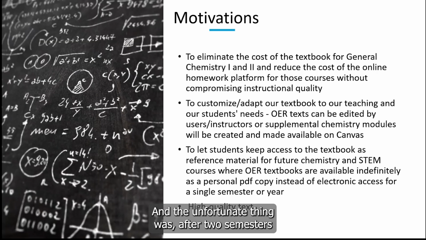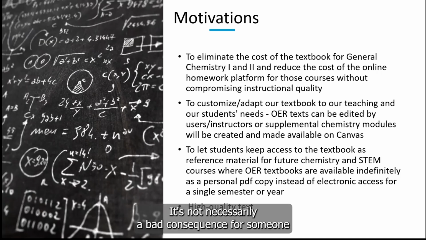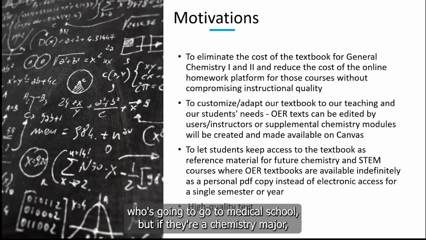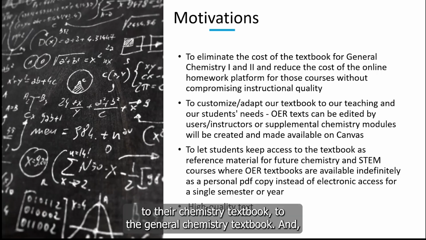And finally, what we had been using was inclusive access, where the students would be billed a certain amount by the bursar's office per semester. And the unfortunate thing was, after 2 semesters or 4 semesters in some cases, their access to the book goes away. It's not necessarily a bad consequence for someone who's going to go to medical school, but if they're a chemistry major, they may wish at some time in the future to refer back to their general chemistry textbook. And so with open educational resources, you have access as long as you wish.